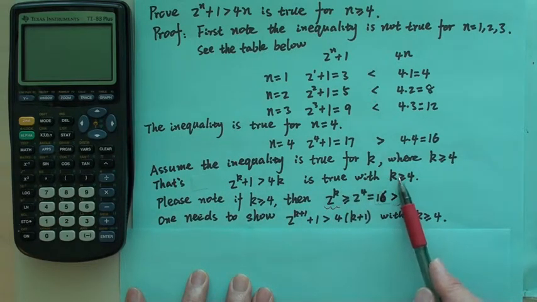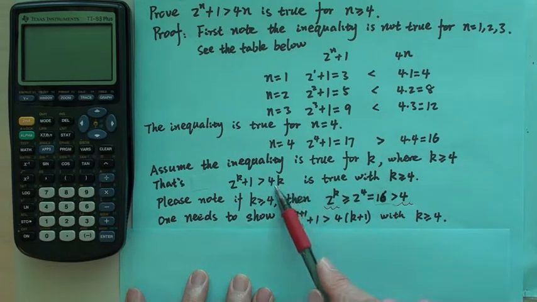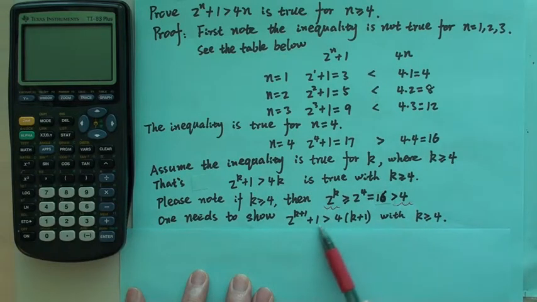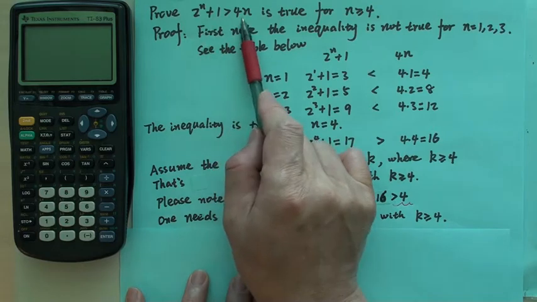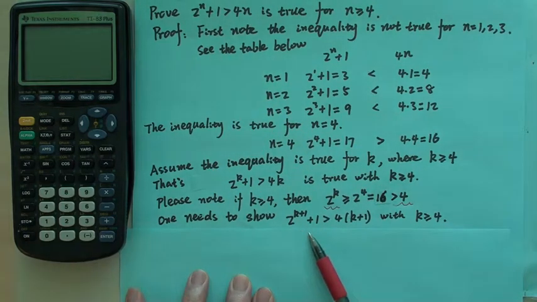So starting with n equals k, we want to prove the inequality is also true for n equals k plus 1. Yeah, we want to show it. It does not mean here this is already true. We only assume this is true. We have not proved that this is true yet.